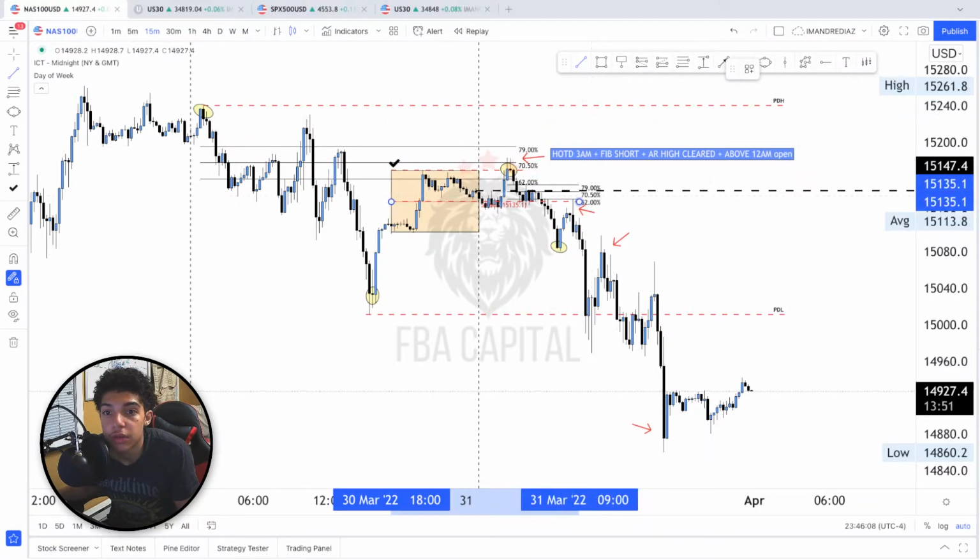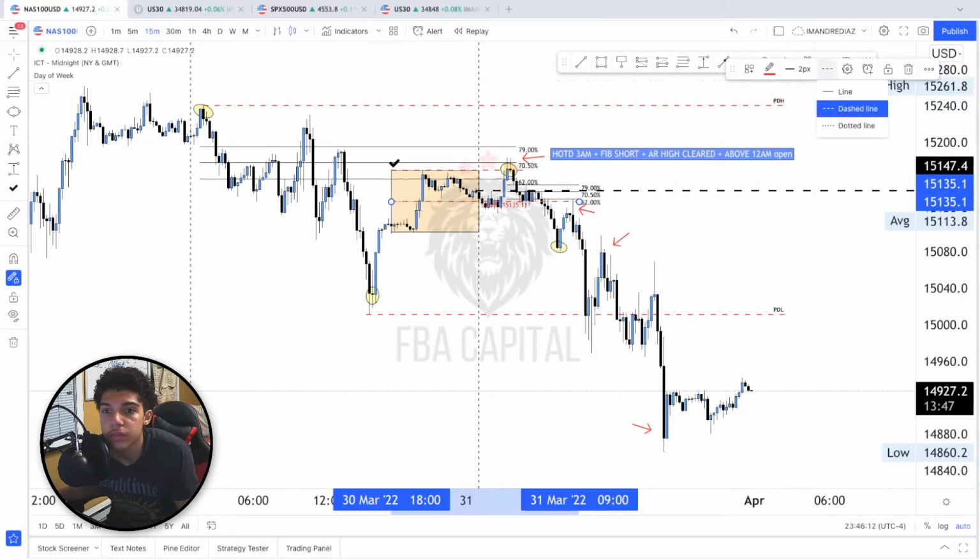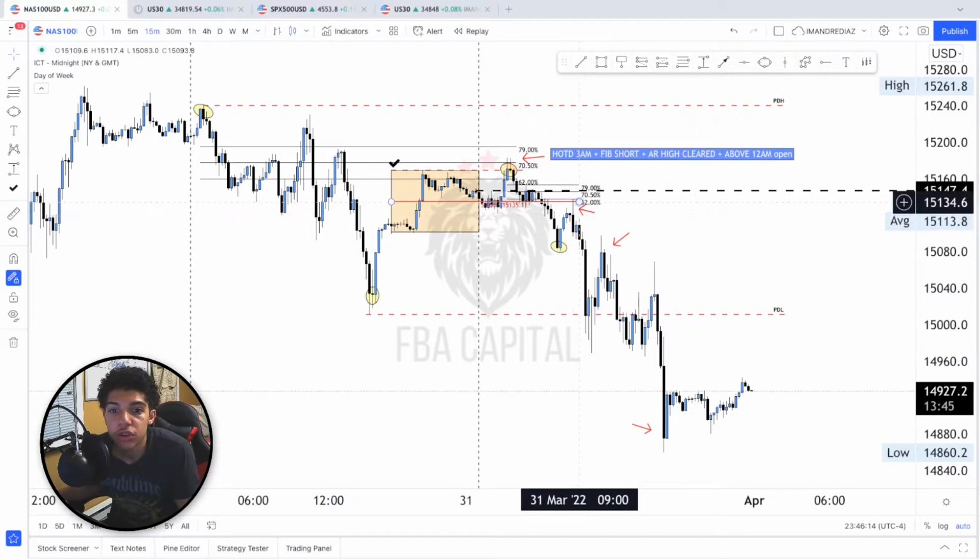Boom. Price traded right into the 50% of that Asian session range. Let me make this red. Price traded right into the 50% to the pip, but a 62% of that fib short. At what time? 8:30 in the morning. And that's not the only confirmation.